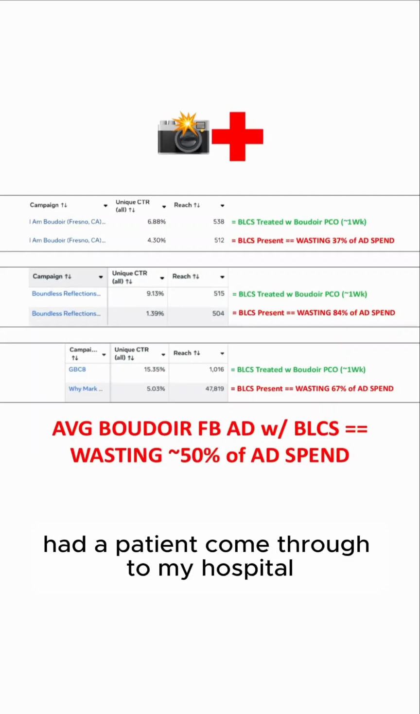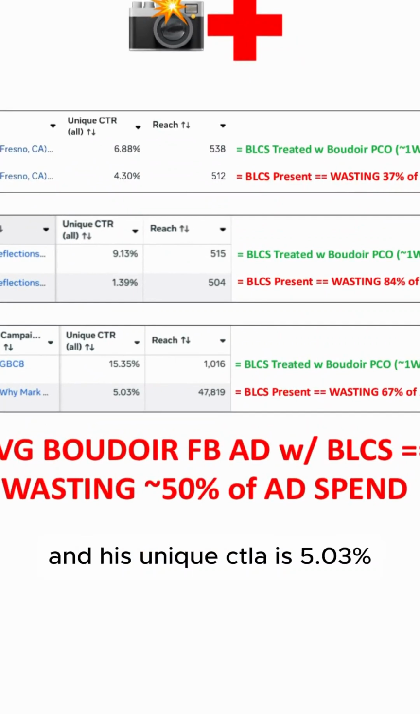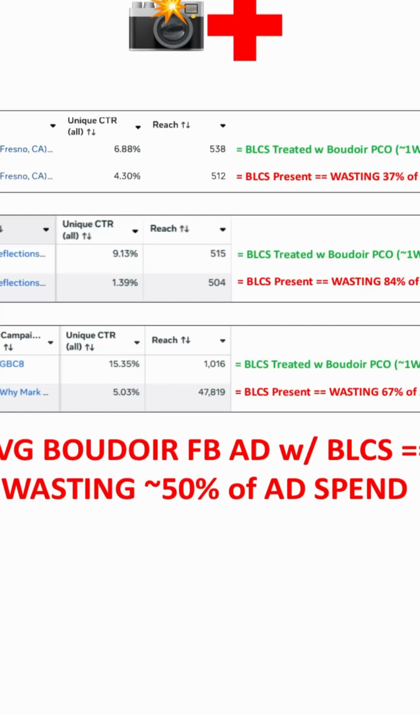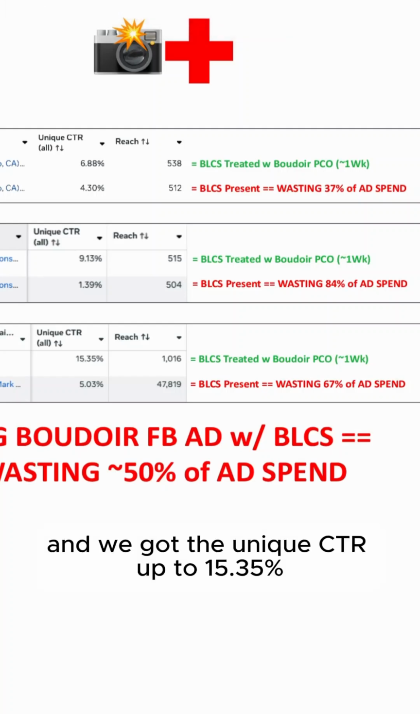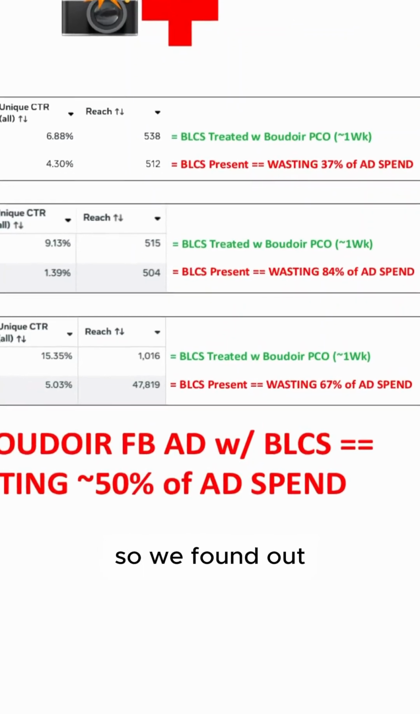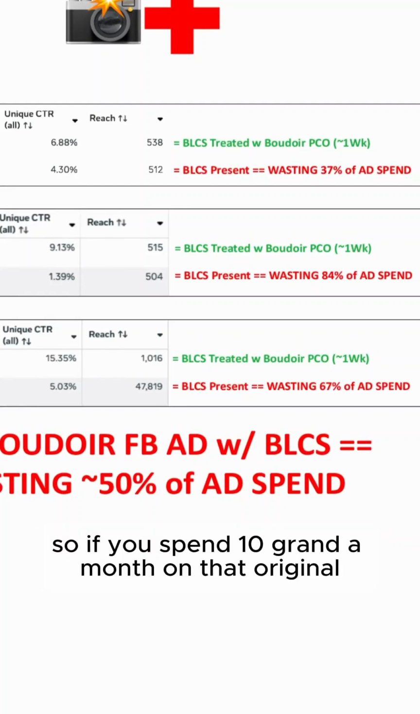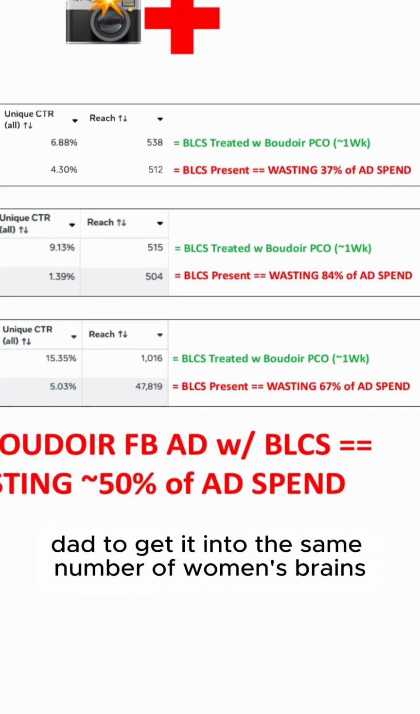Finally, we had a patient come through to my hospital, and his unique CTR is 5.03%. So again, unique CTR under 6%, BLCS is present, Boudoir low click syndrome. But we know what to do. We got the treatment, Boudoir Pico, takes about a week, and we got the unique CTR up to 15.35%. So we found out his original Boudoir Facebook ad is wasting 67% of its ad spend. So if you spend 10 grand a month on that original, you now only need to spend $3,300 a month on the new Boudoir Pico treated ad to get it into the same number of women's brains.